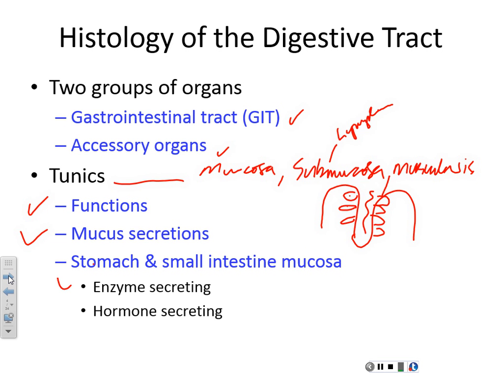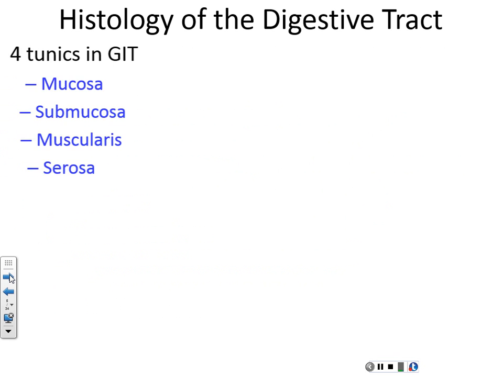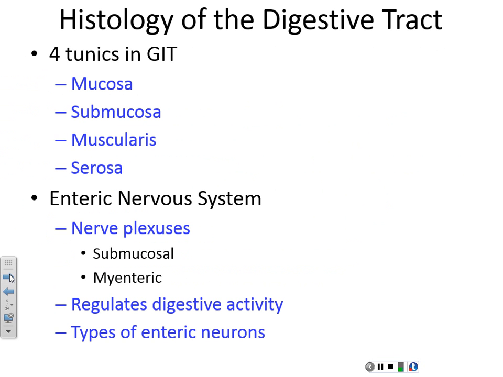All right, so you've got to know those enzyme secreting cells and hormone secreting cells. Some of the parietal cells in the stomach pits produce what? HCl. Okay, so you've got to know the cells and their functions. So those are the four layers I just talked about. The mucosa, the epithelial lining with some of the glandular cells in those pits: gastric pits in the stomach, intestinal pits in the small intestine. And then the submucosa, of course, is those lymph nodes and so forth.